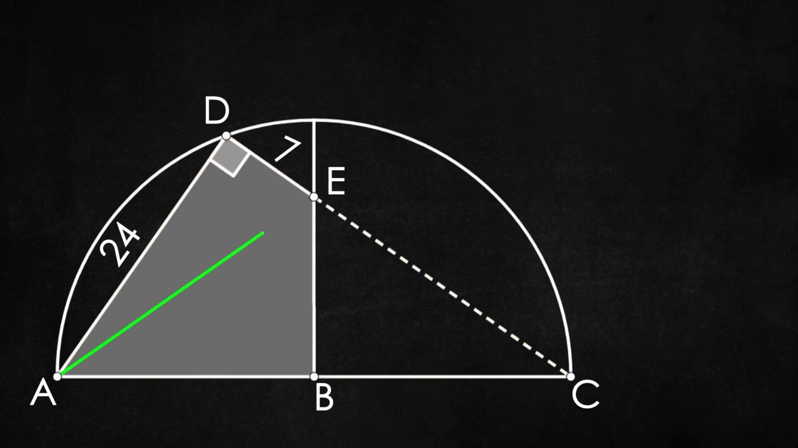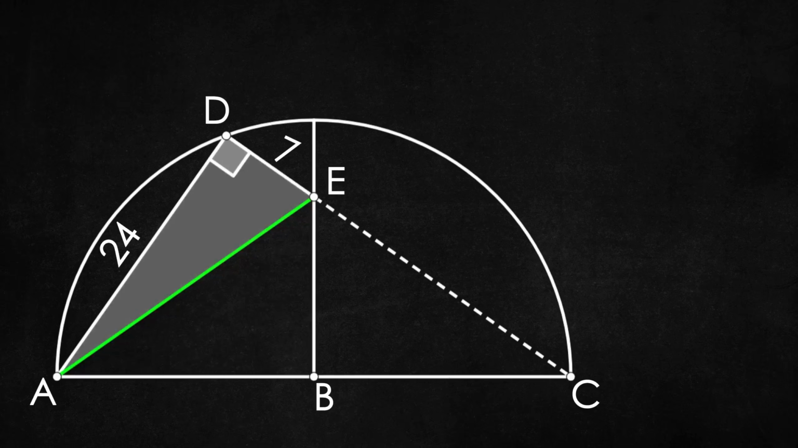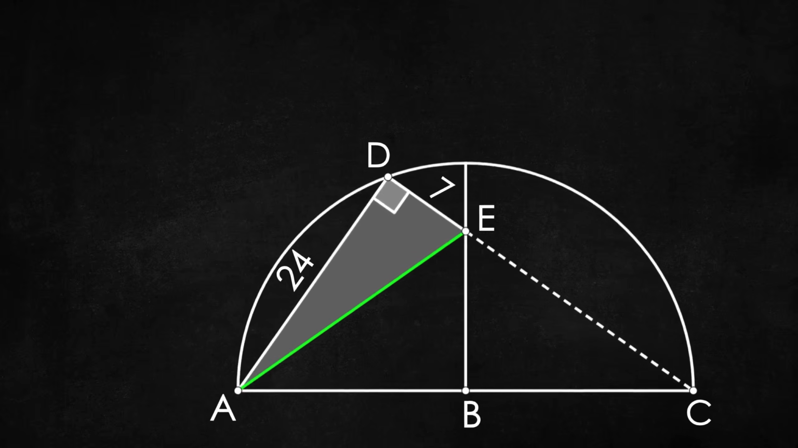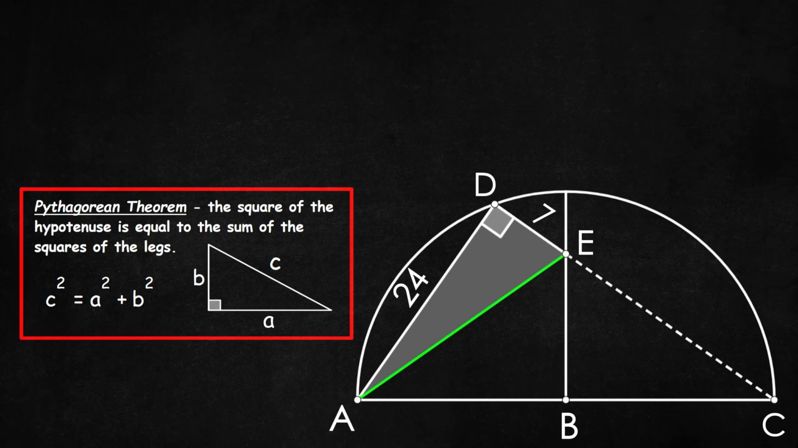Next step is to draw the line segment AE. This segment is also the hypotenuse of the right triangle ADE. Let's find the length using the Pythagorean theorem.